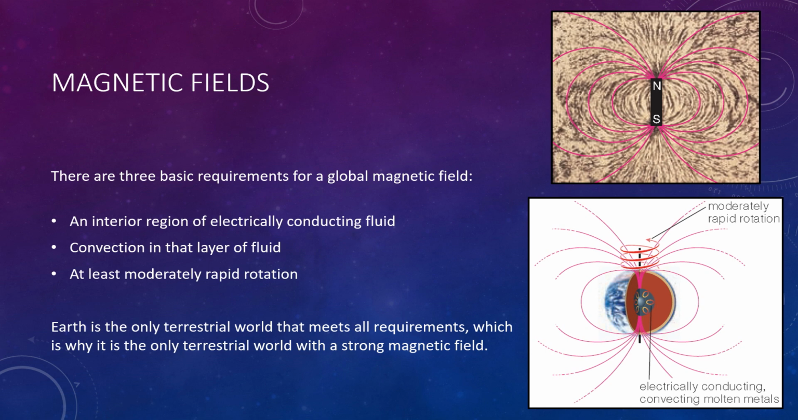There are 3 basic requirements for a global magnetic field: an interior region of electrically conducting fluid, such as molten metal, convection in that layer of fluid, and at least moderately rapid rotation. Earth is the only terrestrial world that meets all 3 requirements, which is why it is the only terrestrial world that has a strong magnetic field.